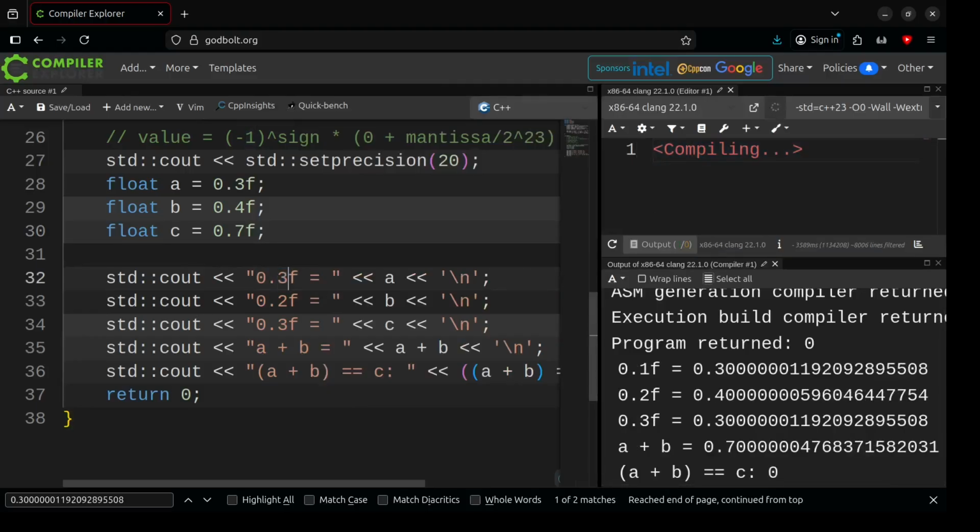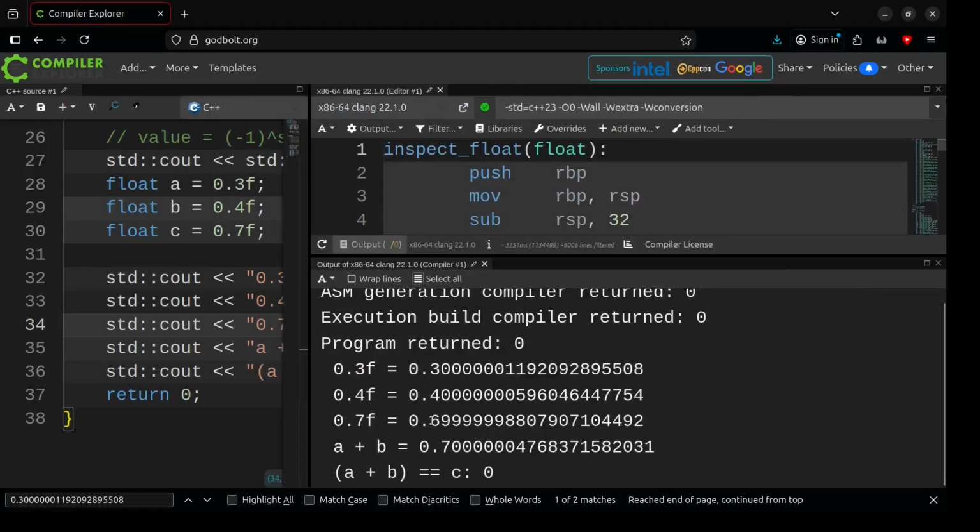And let me just fix these here. And as you can see, with these numbers, the 0.7 here is actually 0.69999 and whatever. But when I sum A and B, I get 0.7000. And that's why the check here is false. The question is, why does that happen? It's because floating point error is not random, it's deterministic. The rounding error for 0.3 and 0.4 happens to not be exactly 0.7.